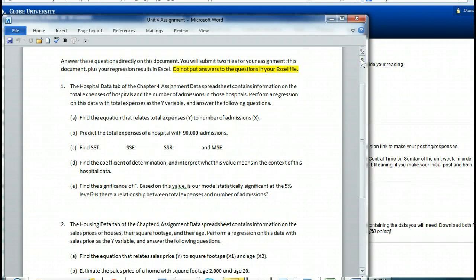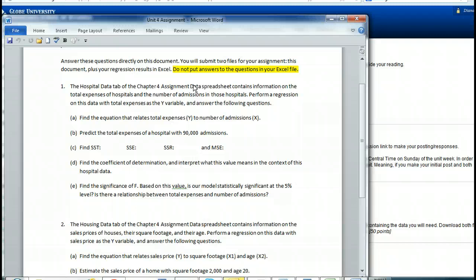You are going to do your regression analysis in Excel. You have a data sheet attached to your assignment that has the actual data in Excel, and you're going to use Excel's regression analysis tool to complete the problems. But your actual answers to the questions, I want you to put in this Word document and resave it as your own file name with your answers. So I want to see your direct answers to the questions on this sheet and submit your Excel spreadsheet where you did the regression analysis.